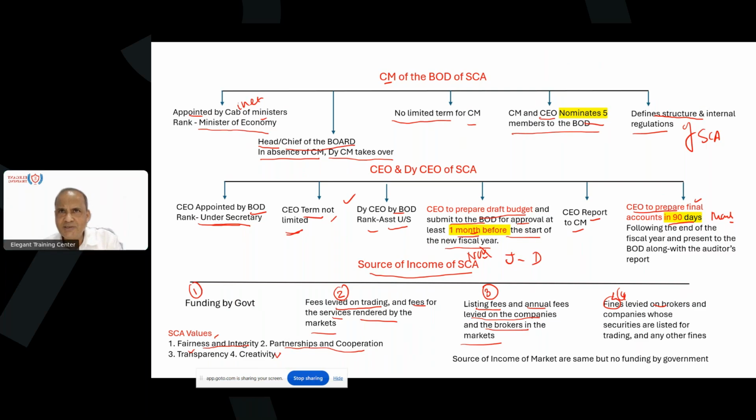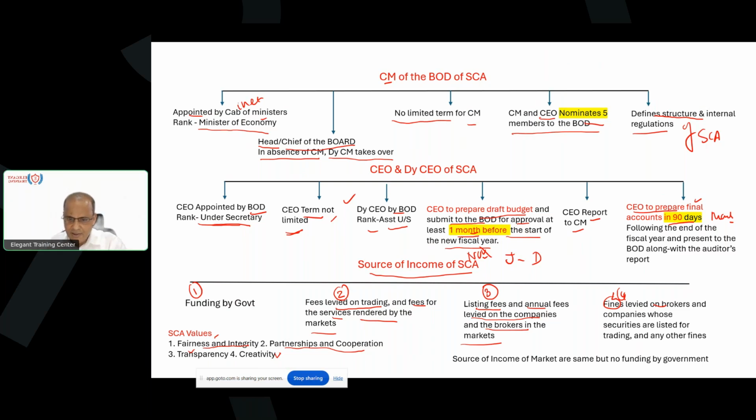Any question on this slide? Any question? Am I audible? You mentioned that source of income for market are same but more funding by government. So in case of shortage. Am I audible? Is this okay? Clear? Can I go to next slide? Yes, sir, it's clear.